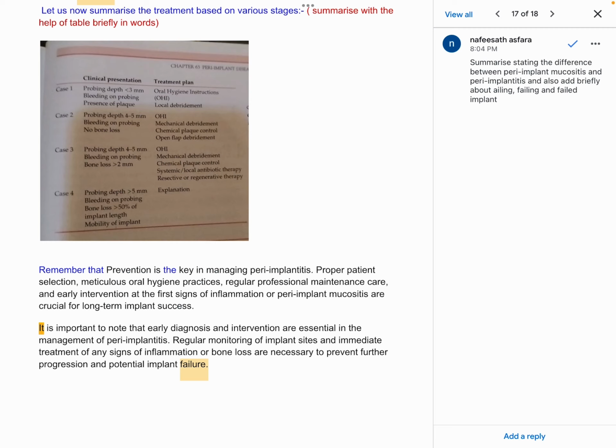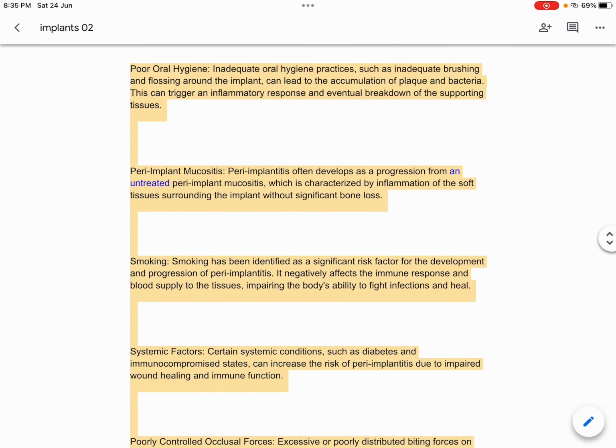Then lastly, you can summarize the script by stating the difference between peri-implant mucositis and peri-implantitis. And you could also mention briefly the ailing, failing and failed implant, which is a very important question for the exam. Yeah, that's all about the script.